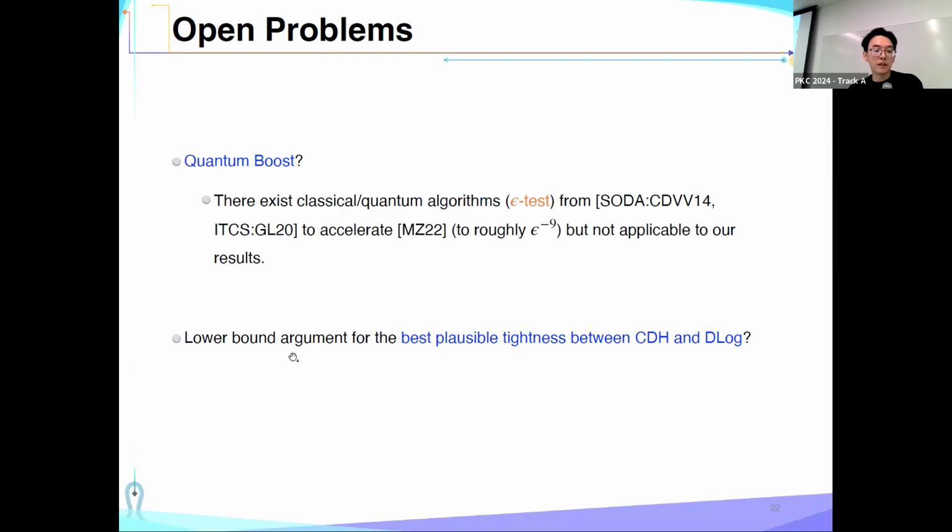And another question is, can we have a lower bound argument for the best plausible tightness for these two problems? So that concludes my talk. Do you have any questions?